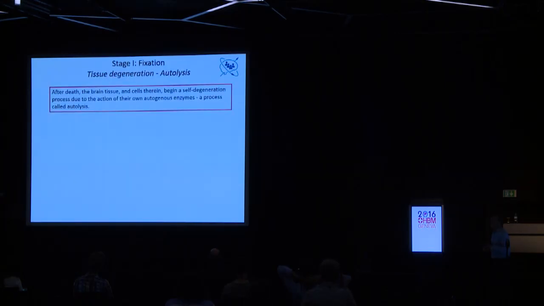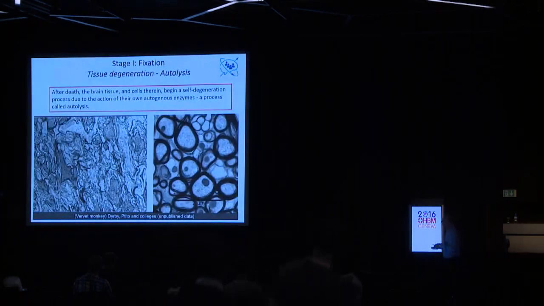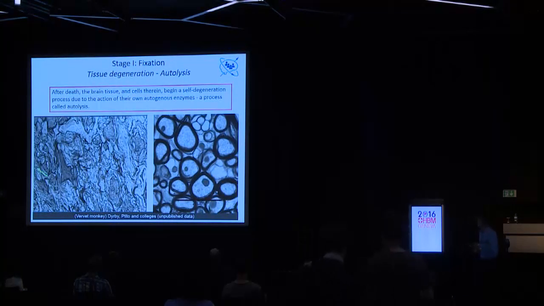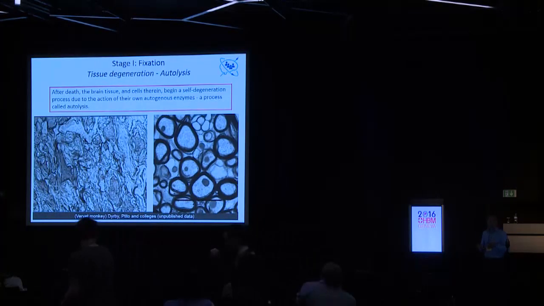The first one is the fixation. So why is it important to fixate? Well, that's because we want to avoid tissue degeneration. After death, the brain tissue and cells begin a self-destruction process due to their own autogenous enzymes. This process is called autolysis. And how it looks is this example. Here we have an example of electron microscopy on a tissue sample where our fixation process failed.